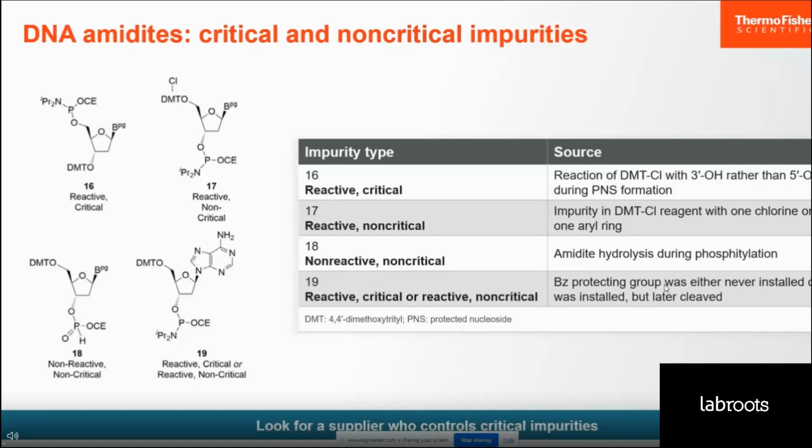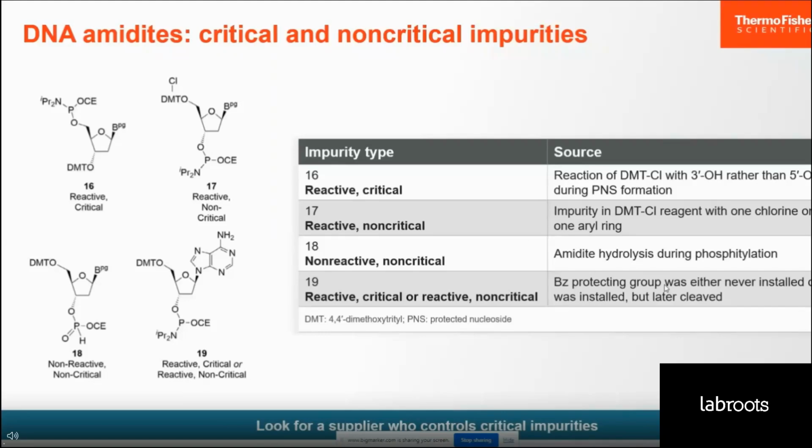The next two variations of non-critical impurities are number 17 and 18. Number 17 is a reactive and non-critical impurity. In this example, the DMT chloride reagent contained an impurity with one chlorine that's been added to a ring. It is expected that this would participate similarly to the normal DMT in the oligosynthesis, and the DMT plus chloride would be cleaved and removed from the oligonucleotide in the normal detritylation process, resulting in the expected full-length product.